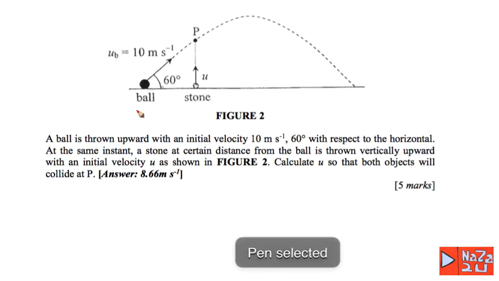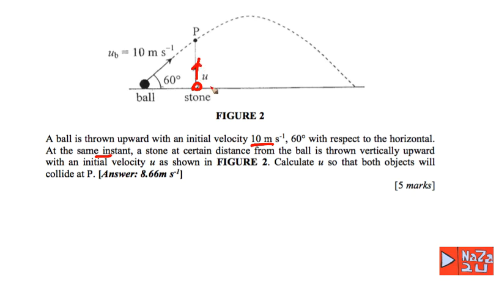Next question: a ball is thrown upward with an initial velocity of 10 meters per second. You can see from the diagram of Figure 2, this is the initial velocity of the ball, 10 meters per second, and the angle is 60. At the same instant, a stone, from the initial position at the ground surface, is thrown vertically upward with initial velocity u.